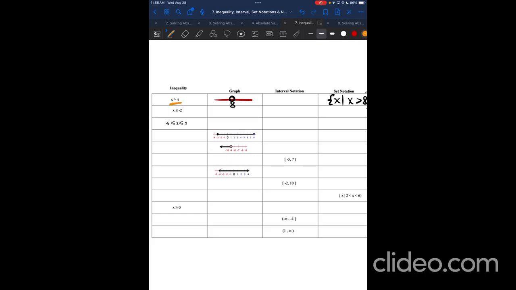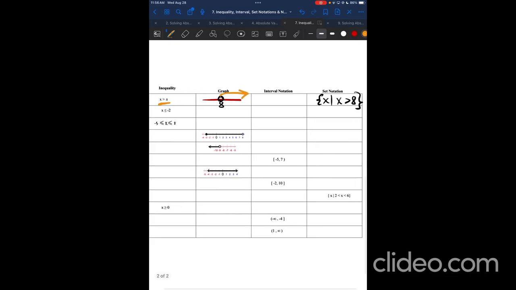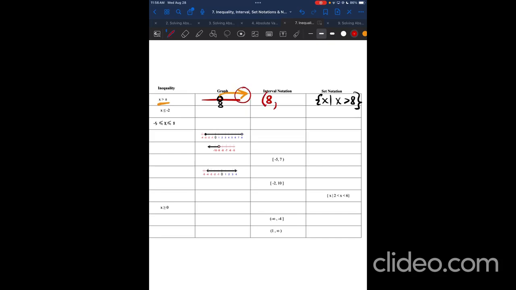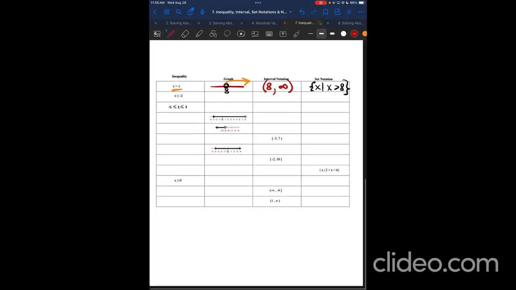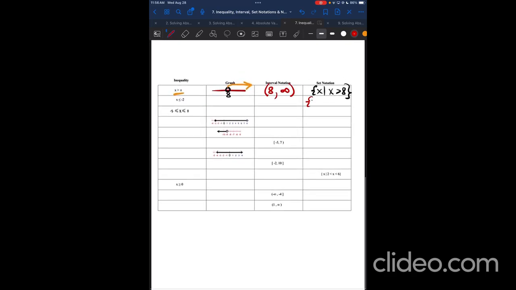This is x is greater than 8. Greater than 8 means we go to the right, so the arrow goes like that. And then interval notation, remember this one's left and then right. So left on the number line is the 8, should be a parentheses, and then right is this arrow. So since it's going to the right, it's going to be positive infinity. Okay, so same thing with the next one.